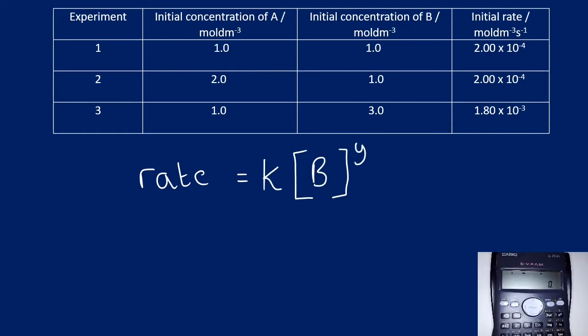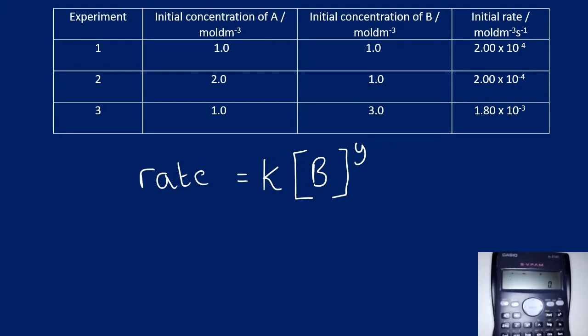Okay, so we've established that the order with respect to A was 0, which means it does not affect the rate. I have now removed it from the rate equation because anything that's 0 order will not appear in the rate equation because it has no effect on the rate. So what we need to do now is compare two experiments where the concentration of B changes, because I'm only interested in what happens to B now.